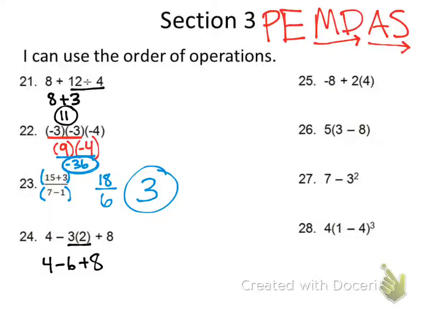This is a lot trickier than it looks. This is a problem that would get a lot of people for that very reason. You cannot add that 6 and the 8 until you subtract up front. All right, so what is 4 minus 6? And what is negative 2 plus 8? 6. Very good.